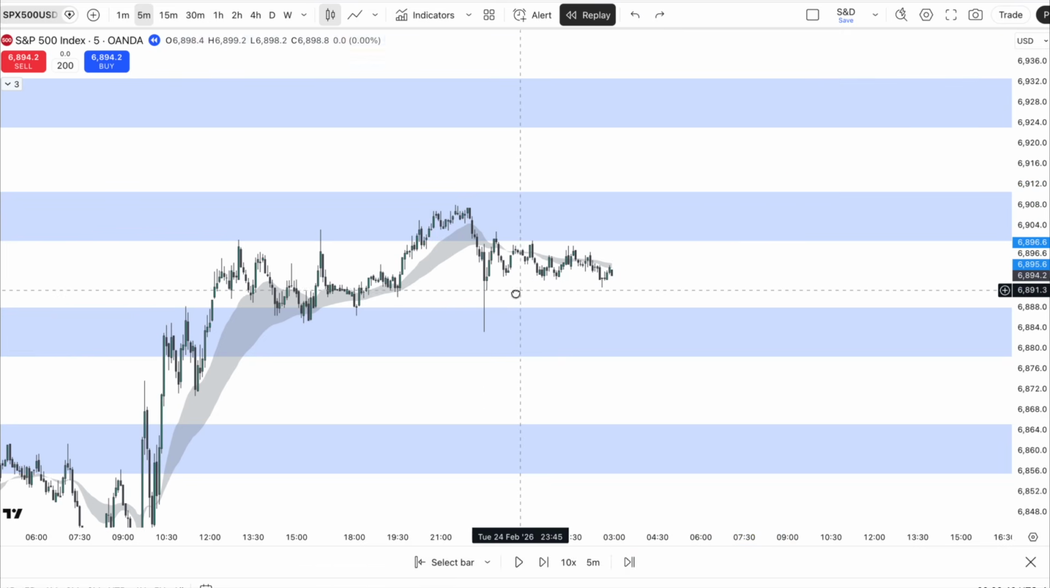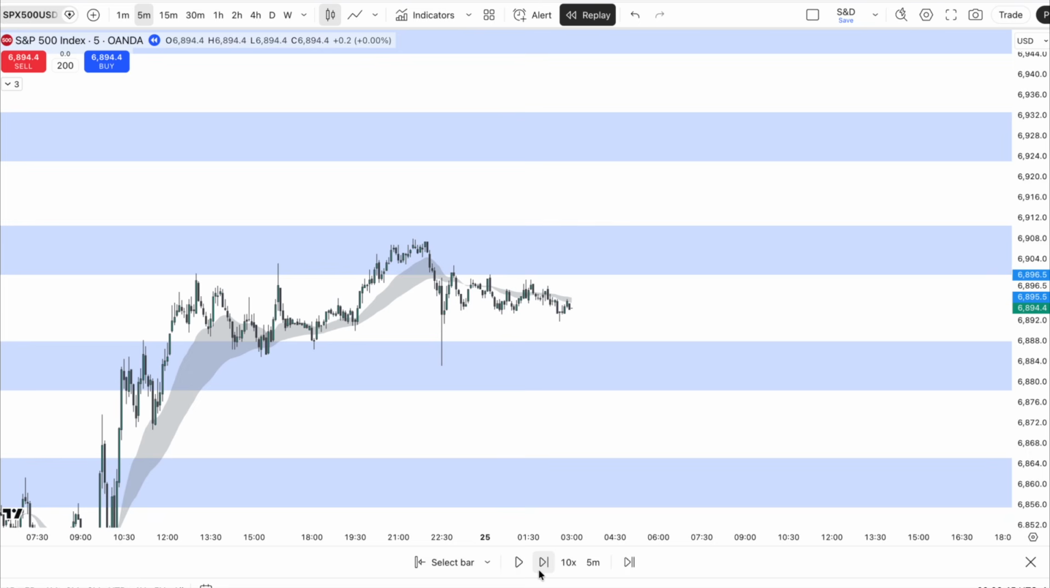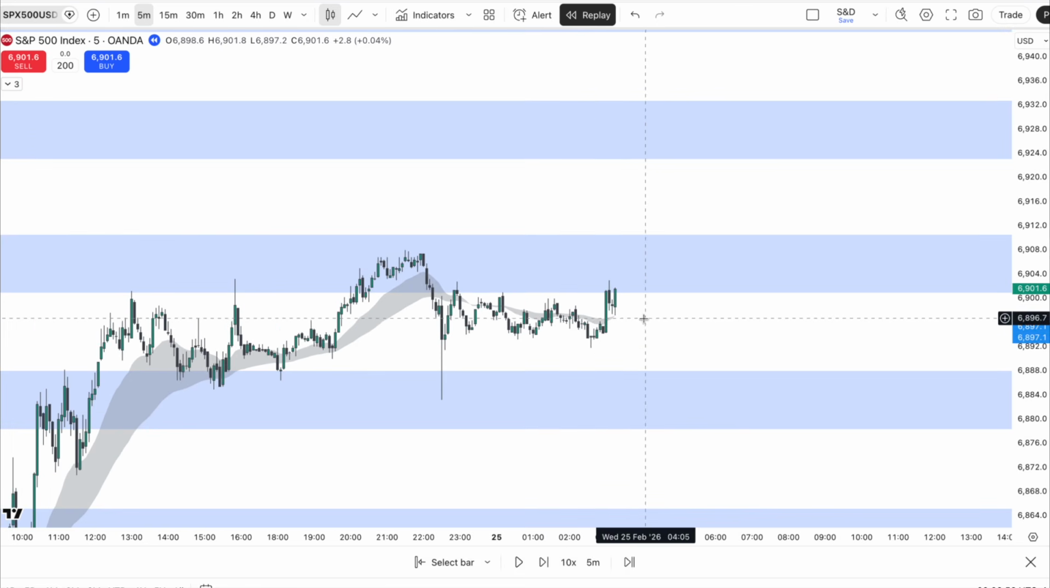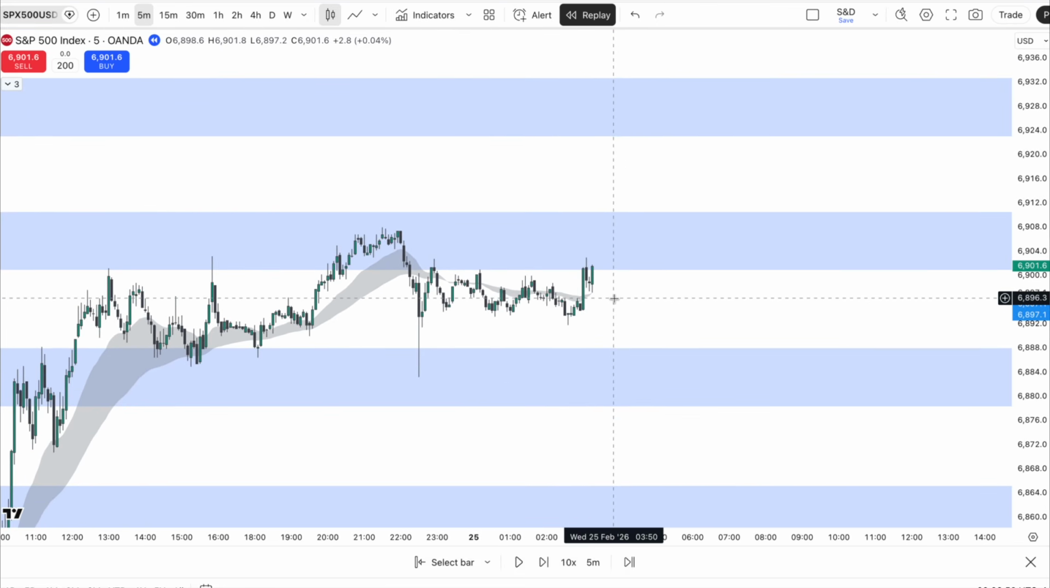That's pretty straightforward. We just need to wait for the price to enter a supply and demand level. And so we do nothing until that happens. Once we enter a supply and demand level, we can move on to step 2. And step 2 is to enter the cloud flip in the direction of the higher time frame cloud.